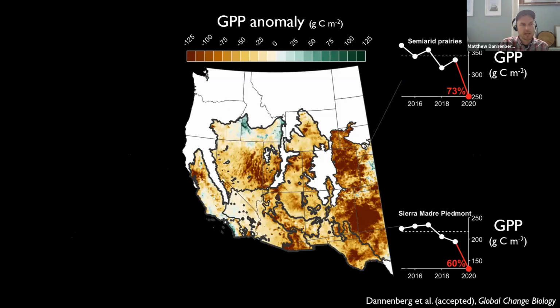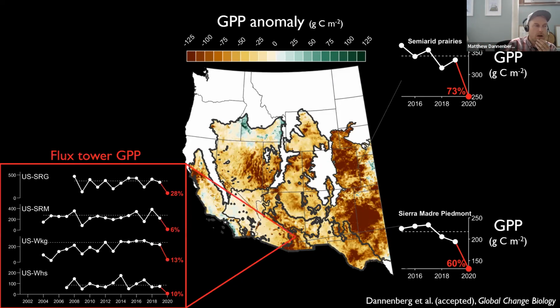I'm going to highlight 2 in particular, the semi-arid prairies, which are here in the eastern part of the study area, and the Sierra Madre Piedmont, which is southeastern Arizona, where we had particularly large losses of primary production during this drought of roughly 40%. In the Sierra Madre Piedmont, not quite as extreme in relative terms as the semi-arid prairies, but still roughly 100 grams of carbon per square meter was reduced by that drought. Again, though, at least in southeastern Arizona, that's very likely underestimated.